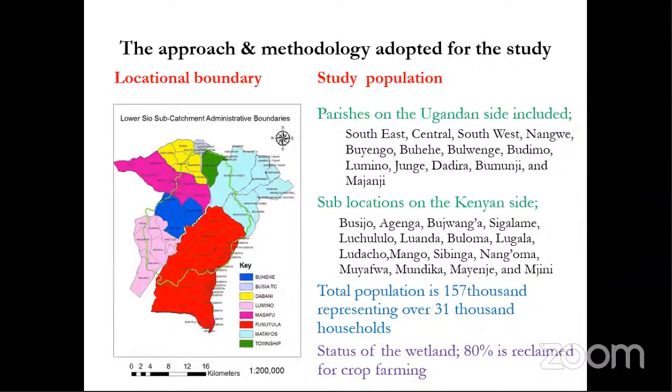The approach and methodology that was adopted is a map of the lower subcatchment. There's a ring that is green in color. That was the area that was delineated as having direct influence over the wetland in terms of human interactions and the wetland. On the other side were the population that were sampled or were studied. In Uganda, we used the word parishes, and in Kenya, we used sublocations. So it's a long list that you can see. The total population for the area that was mapped out was 157,000, represented by 31,000 households. The status of the wetland at the time of evaluation is that it was 80% reclaimed majorly for crop farming.